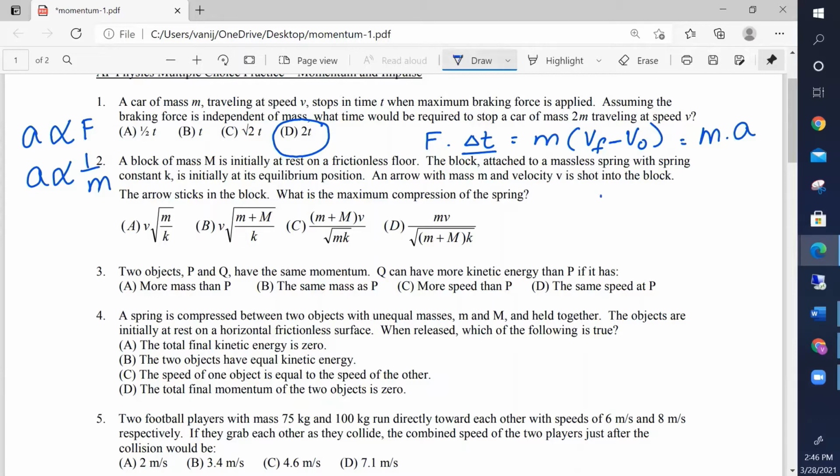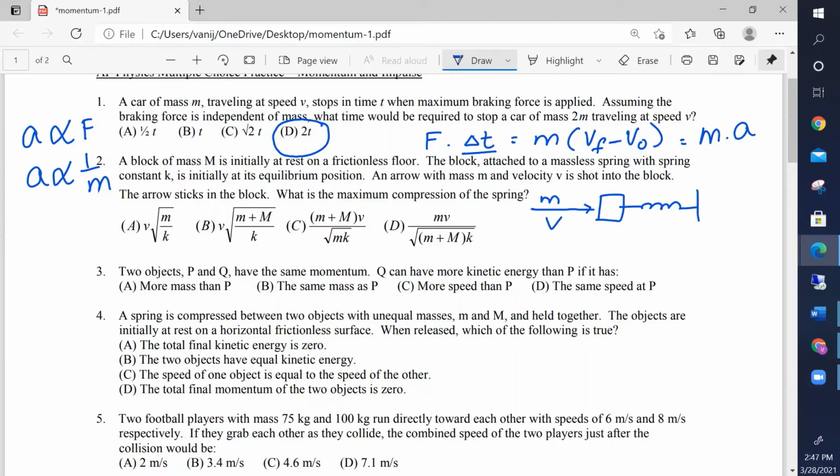So a block is attached to a massless spring. There is a spring and an arrow is shot into the block, right? An arrow with mass m and velocity v. So it's of mass m moving with a velocity v, and is shot into the block. The arrow sticks in the block. What is the maximum compression of the spring?